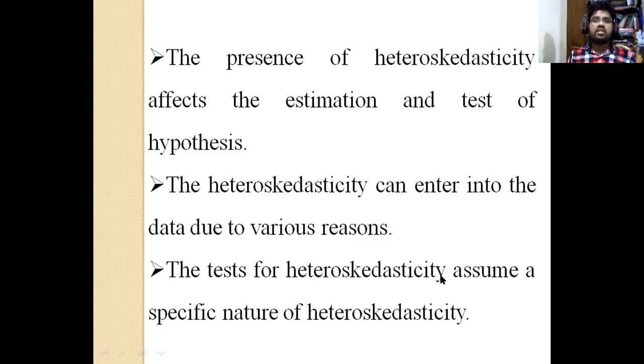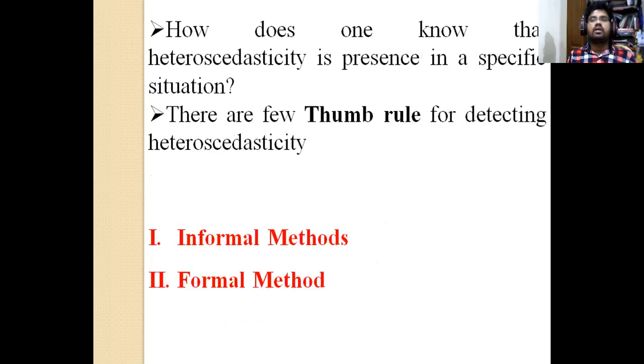Then the test for heteroscedasticity assumes a specific nature of the heteroscedasticity. When we are going to test for heteroscedasticity, it can be assumed that there is a specific nature of the heteroscedasticity. What type of nature does it have? Then how does one know that heteroscedasticity is present in a specific situation? How do you know whether the particular model has a problem of heteroscedasticity or not? For example, you are estimating a model, but you want to know whether your model is suffering from heteroscedasticity or not.